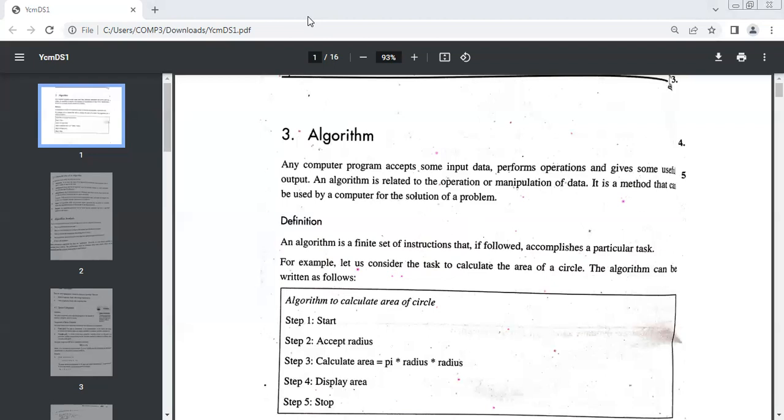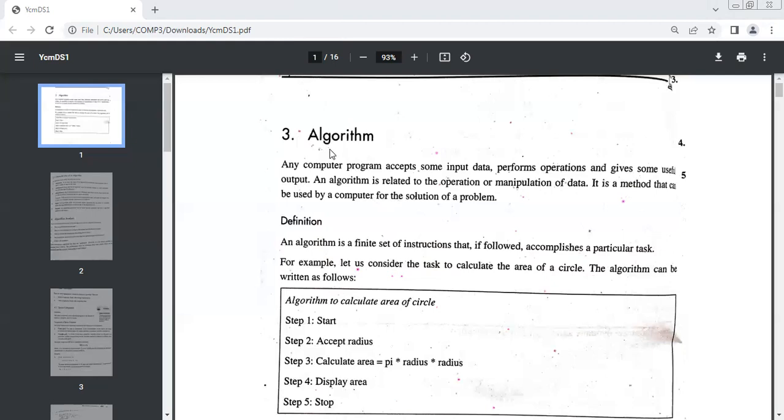Hello, student. In the last lecture we already discussed what is data, what are the types of data, then what is a data structure, what are the types of data structures, and basic things related to a detailed description of data structure types. Now today we discuss algorithms.